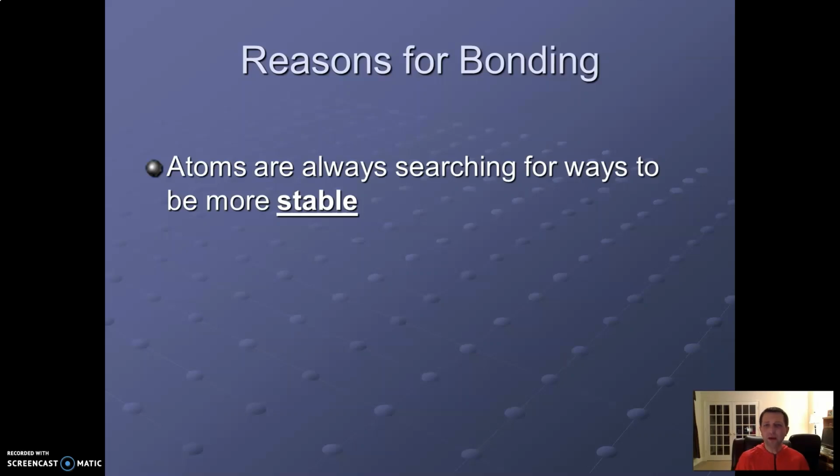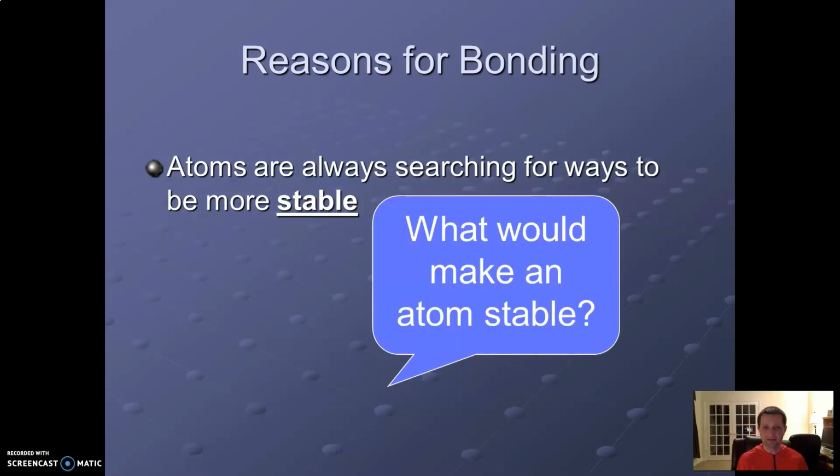Okay, so why do elements want to bond to one another? Why do they want to bond at all? The short answer is atoms are always searching for ways to be more stable. Now the question is, what does that mean, right? What would make an atom stable?